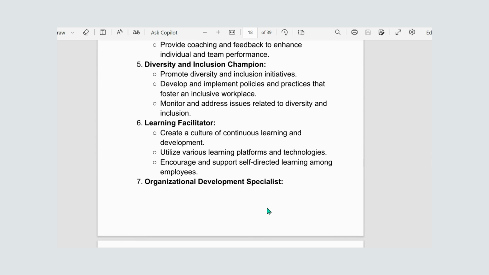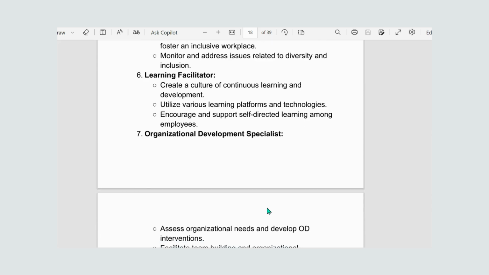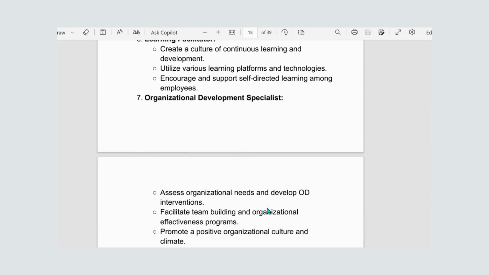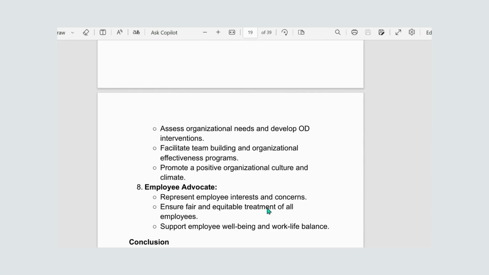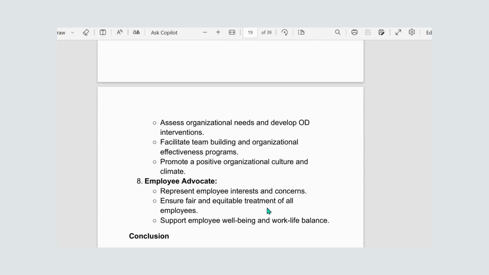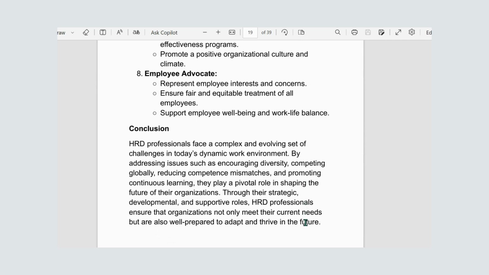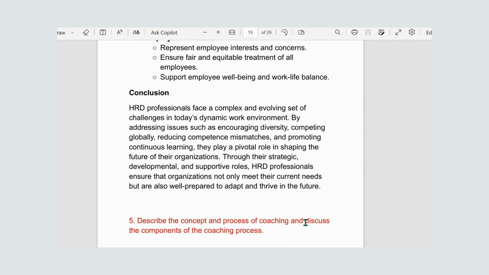They also act as organizational development specialist since they develop interventions and facilitate team building and organizational programs. They also act as employee advocate since they represent employee interests and concerns. They ensure fair and equitable treatment of all employees. So in conclusion, HRD professionals face a complex and evolving set of challenges in today's dynamic work environment, but through these strategies they can ensure that organizations not only meet their current needs but are also well prepared to adapt and thrive in the future.